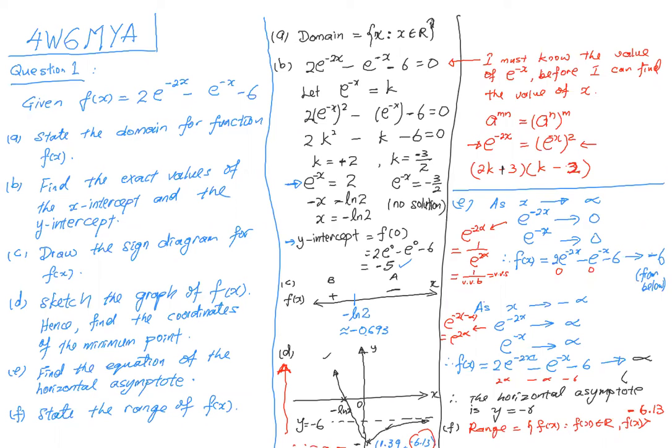Miss, since y is equal to negative 6, wouldn't it be from above? No. From here, you look at the graph. You approach from here. How can it be from above? It will be from here.